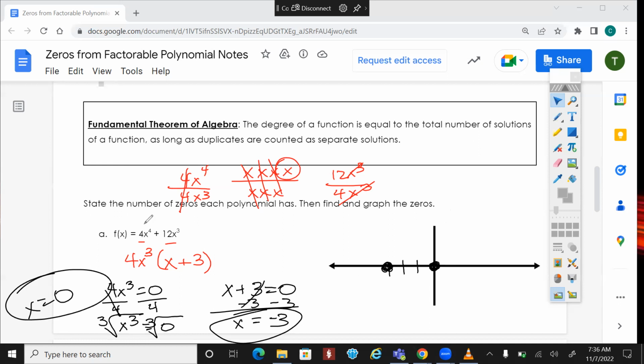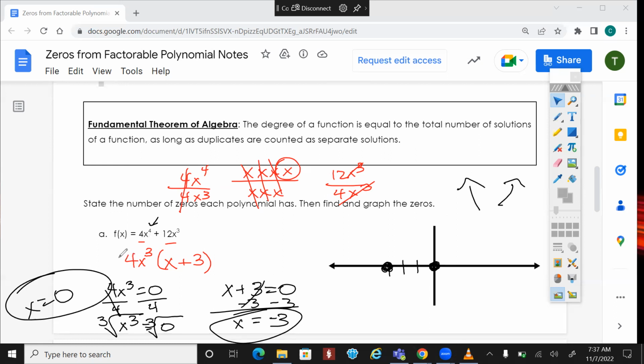Now, what kind of degree polynomial do we have? Okay, so let's try this again. What kind of degree polynomial do we have? So the 4th power, right? We know that the end behavior is going to be facing upwards because it's positive, right?